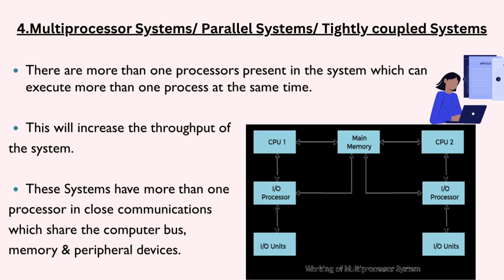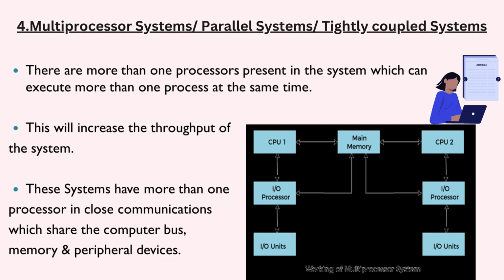Multiprocessor systems/parallel systems/tightly coupled systems. There is more than one processor present in the system, which can execute more than one process at the same time. This will increase the throughput of the system. These systems have more than one processor in close communication, which share the computer bus, memory and peripheral devices.